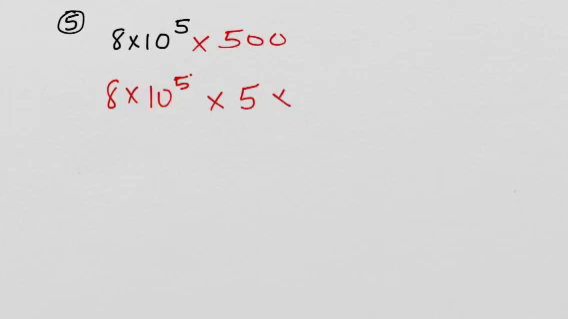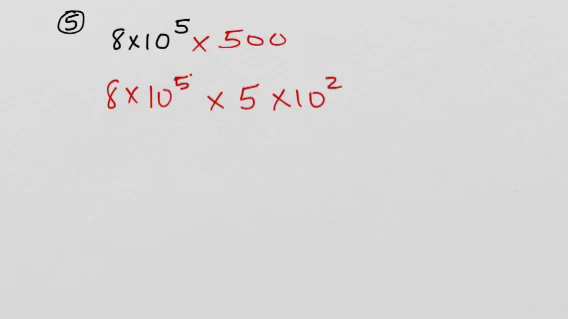Question 5, the paper one. If one sheet of paper is 8 times 10 to the 5, then 500 sheets is going to be that times 500. Okay, now can we do that? We can leave that as 8 times 10 to the power 5, and then we can rewrite the 500 as 5 times 10 to the power 2.